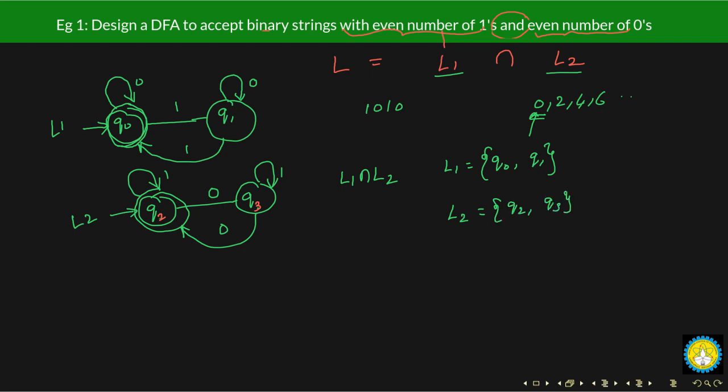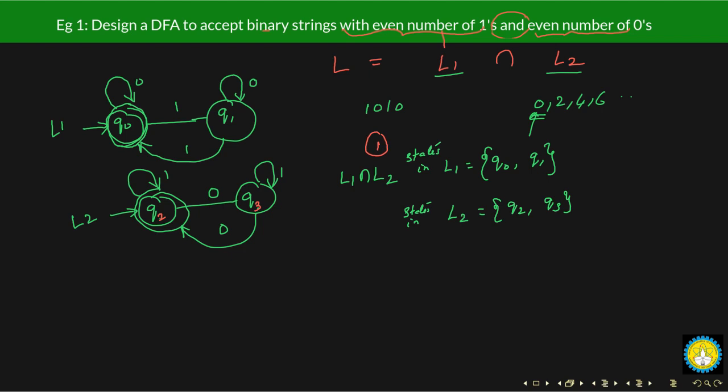Now I want to find the Cartesian product of the states in L1 and L2. So this is not L1, this is the states in L1. I should write states in L1. Similarly, states in L2. So this is the first step that you need to do: take the Cartesian product of the states in L1 and states in L2.